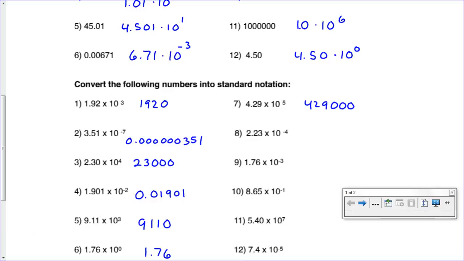2.23 times 10 to the negative 4th. All right, that's a small number, so we're bouncing off to the left. 1, 2, 3, 4 spots. There are 3 holes that need zeros there. All right, so 0.0002, and then I add that other 0 up front just for good taste. So 0.000223.